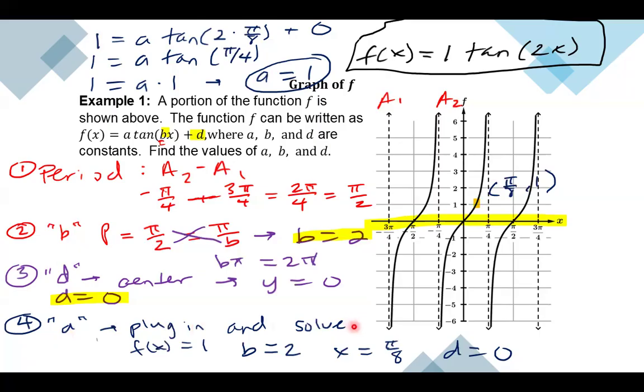In order to plug and solve, we have to find an X and Y to use along with our B and our D. We plug them in and we solve, we find our A, and lastly, we have our equation. Okay, these are the steps that you would follow for the tangent. Questions, comments about finding the tangent?